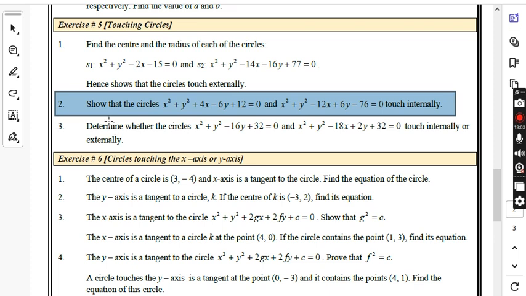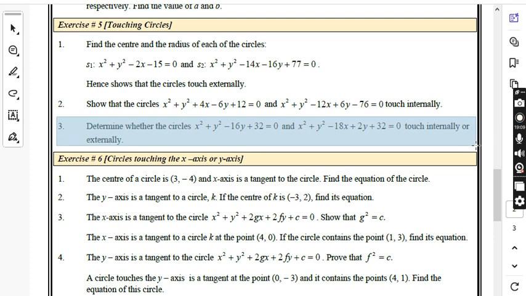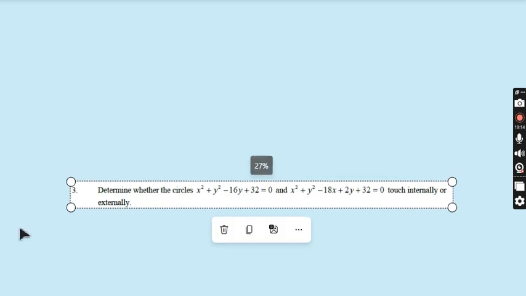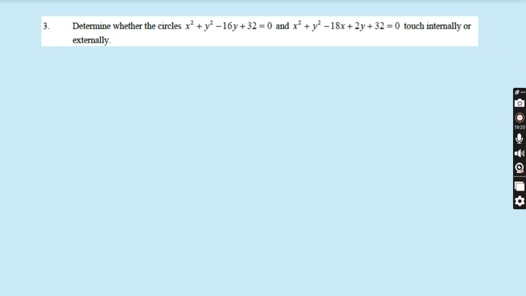The last question of exercise 5. Determine whether the circles S1: x square plus y square minus 16y plus 32 is equal to 0 and x square plus y square minus 18x plus 2y plus 32 is equal to 0 touch internally or externally.